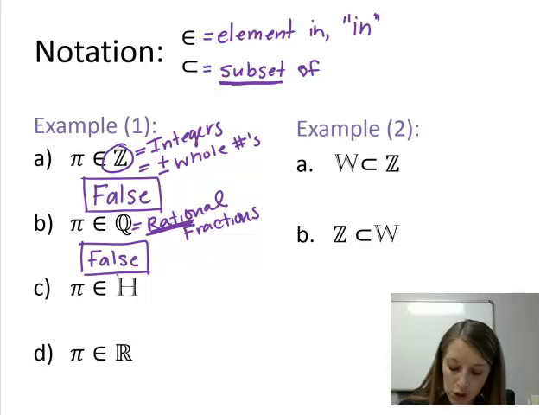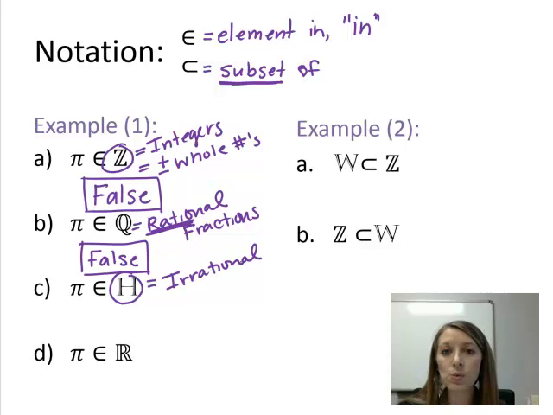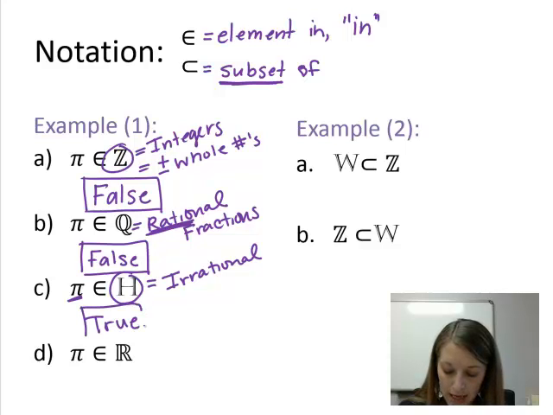Example C, the H group. H was a symbol for irrational numbers. And we could define this one of 2 ways. A number that's not rational, or a number that has a decimal that doesn't stop and doesn't repeat. And that's the perfect example for pi. So the answer to this statement is a true statement. Pi is a crazy ugly decimal. It doesn't stop and it doesn't repeat, so it fits into the irrational or the H group.